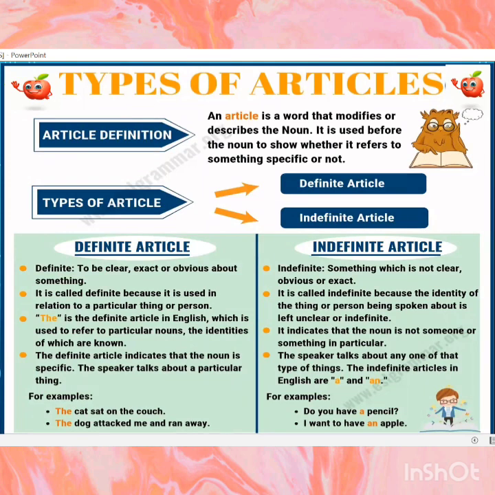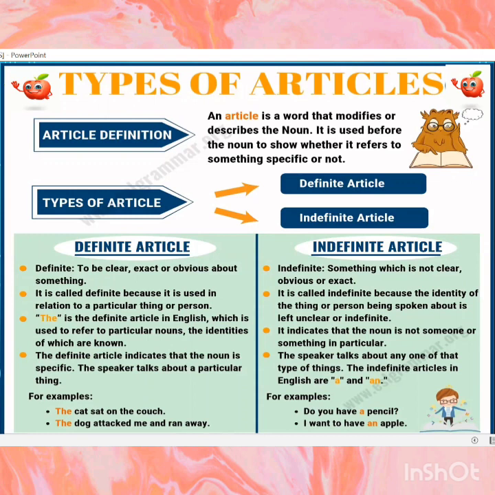What are the different types of articles? Article definition: an article is a word that modifies or describes the noun. It is used before the noun to show whether it refers to something specific or not. The two main types of articles are the definite article and the indefinite article.